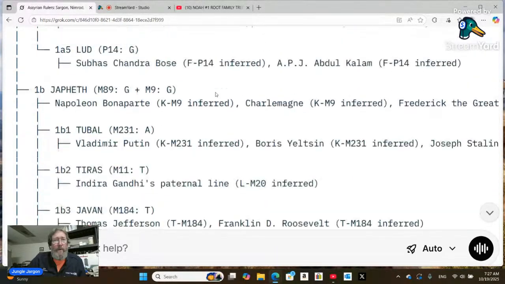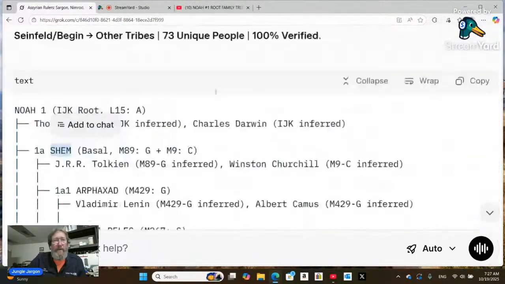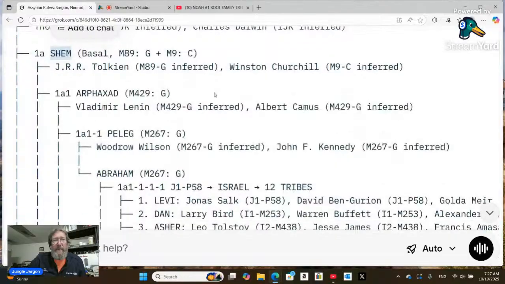So now this is really very interesting. This gets interesting because it highlights who is who, basically. Not everybody, of course, but just a few people of who's who. We got J.R.R. Tolkien. This is inferred. Winston Churchill is inferred.